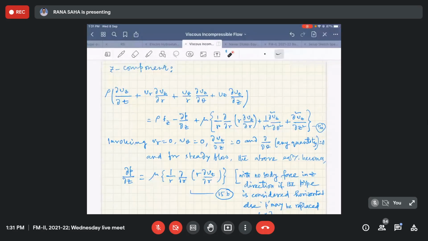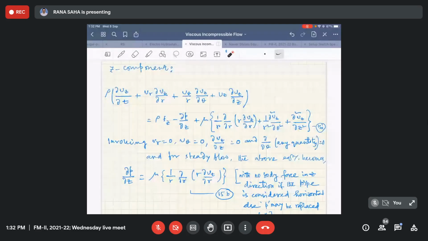The next term also, as this is V theta as well as del theta of Vz, this will be again equal to 0. And then del Vz del Z, even if Vz is a non-zero value, del Vz del Z is equal to 0, as just before you have seen that from the continuity equation we obtained that as 0. So in the left-hand side of the Navier-Stokes equation in Z direction, we are having all the terms equal to 0.